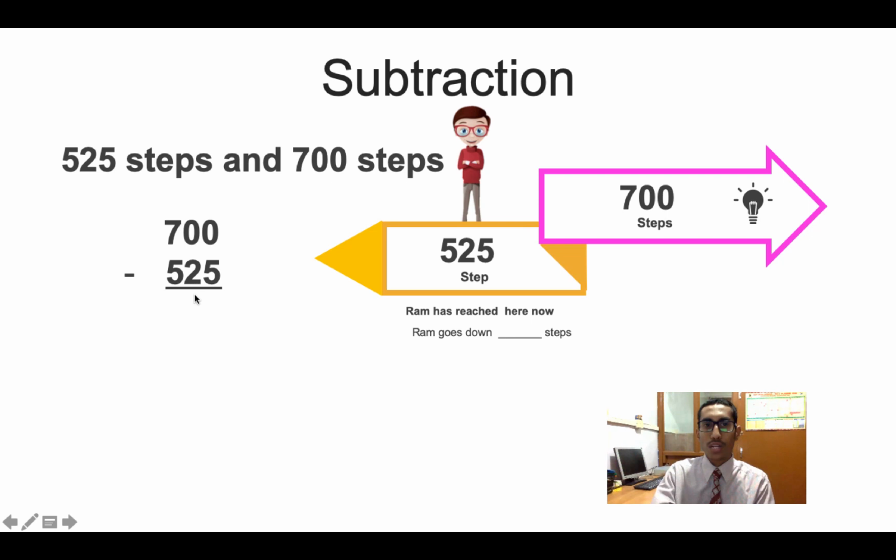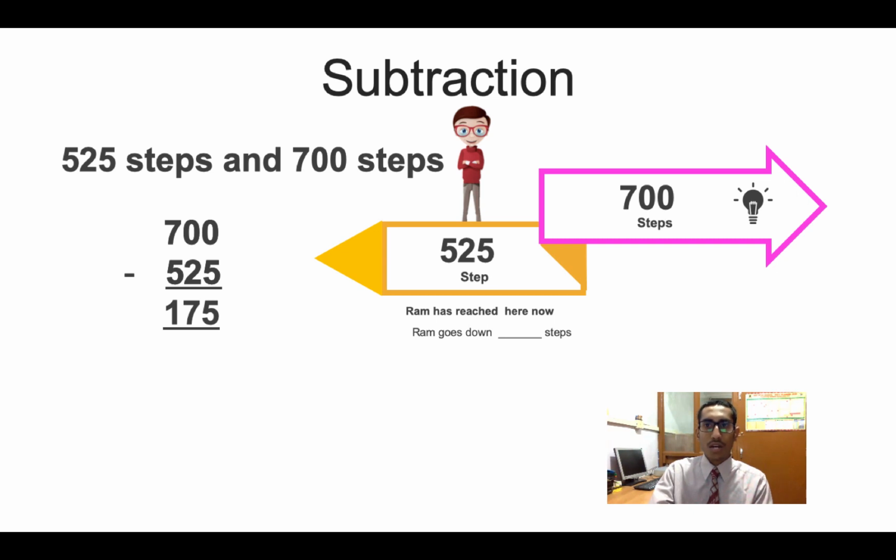So 9 minus 2 will give me 7. And this was a 6. So 6 minus 5 is going to give me 1. So I am left with my number as 175. Now I have come to the answer. So Ram has climbed down 175 steps.